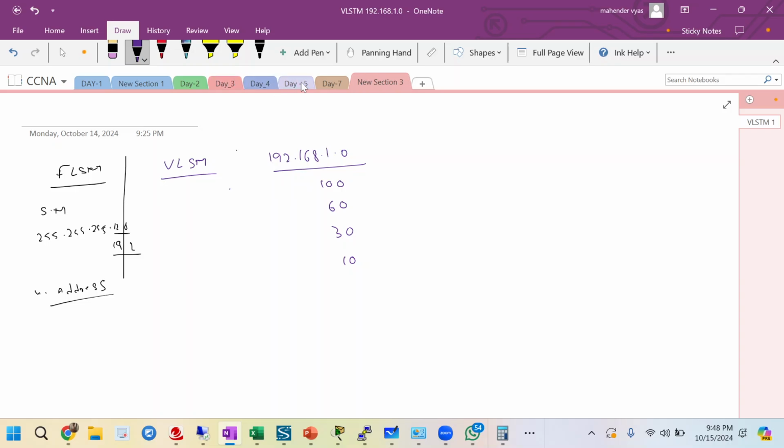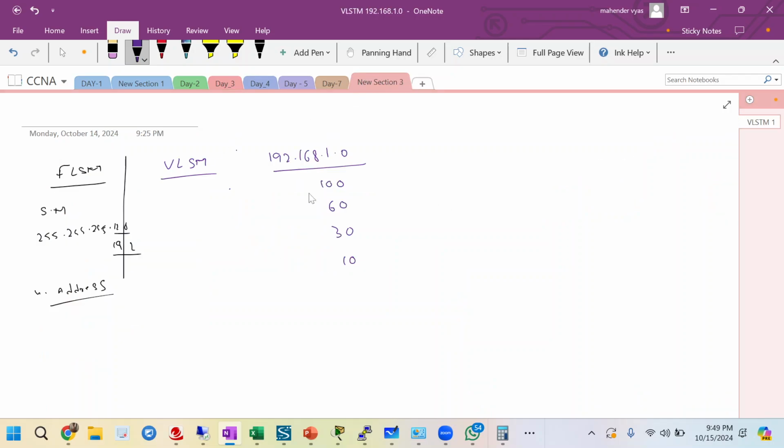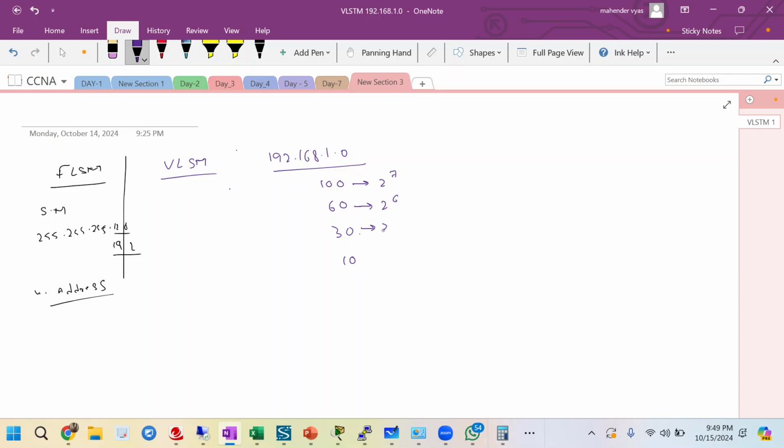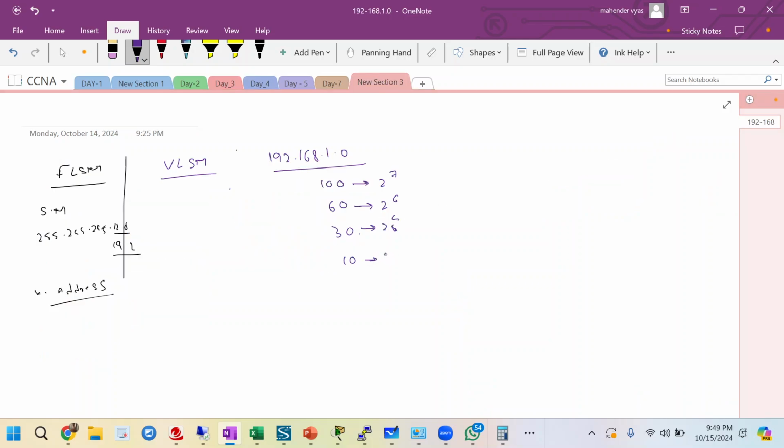Now let's see our 2 power table. Now we'll see this particular thing for VLSM. For 100 users I will use from the 2 power table 2 power 7. For 60 users I'll use 2 power 6. Then for 30 users I will use 2 power 5. Then for 10 users I will use 2 power 4. If I use 2 power 7, I'll get 128 users. 2 power 6, I'll get 64 users. 2 power 5, I'll get 32 users. 2 power 4, I'll get 16 users.